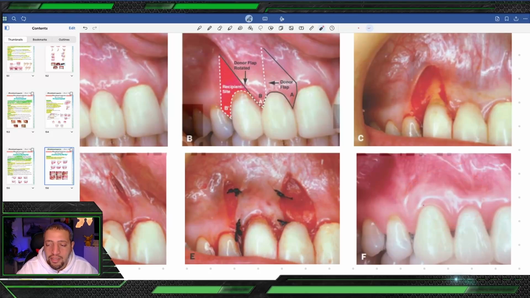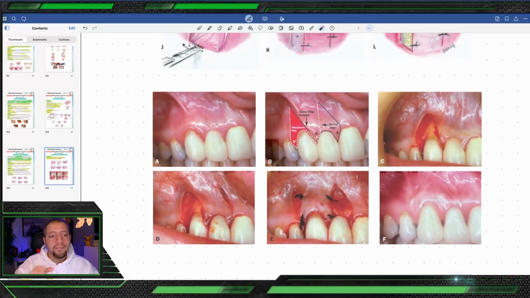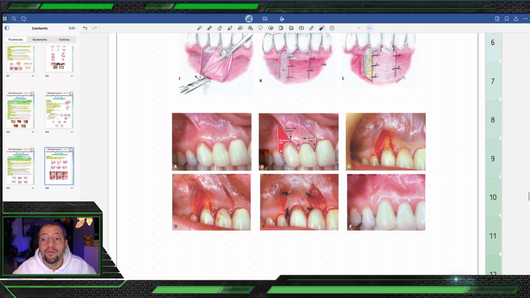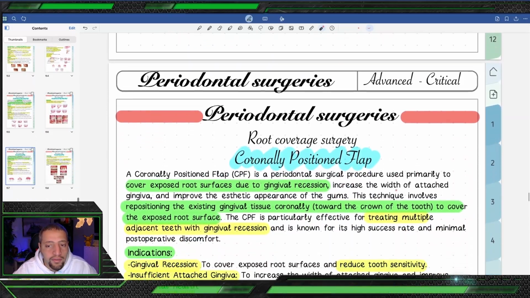Why are the results amazing? Because we start with adequate tissue, adequate attached gingiva, adequate good technique, and we end up with a pedicle flap which has the source of nutrition from the original site, so the healing will be way better than the other one.